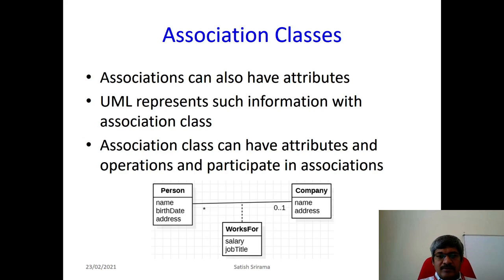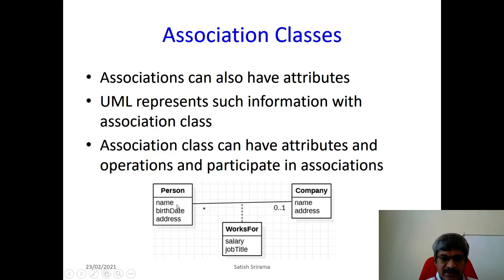So until now, we have seen associations as just representations on these association lines. But sometimes associations can also have attributes. Say, for example, here we were discussing a person and a company, and a person works for a company. In UML, you represent such information with an association class. This is how you represent an association class, with a dashed line from the association.